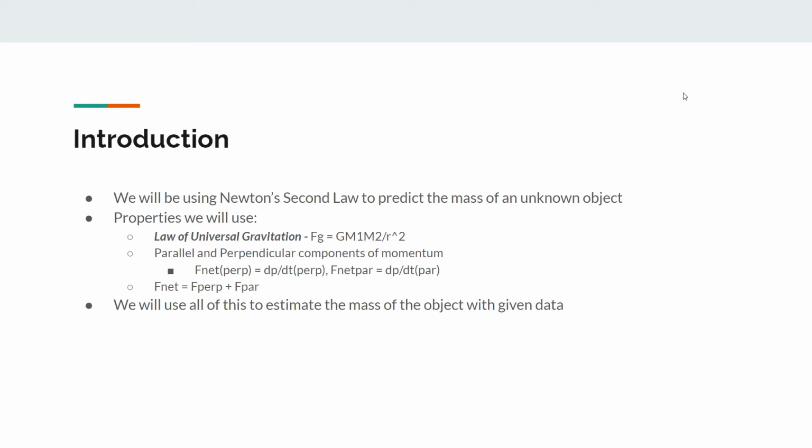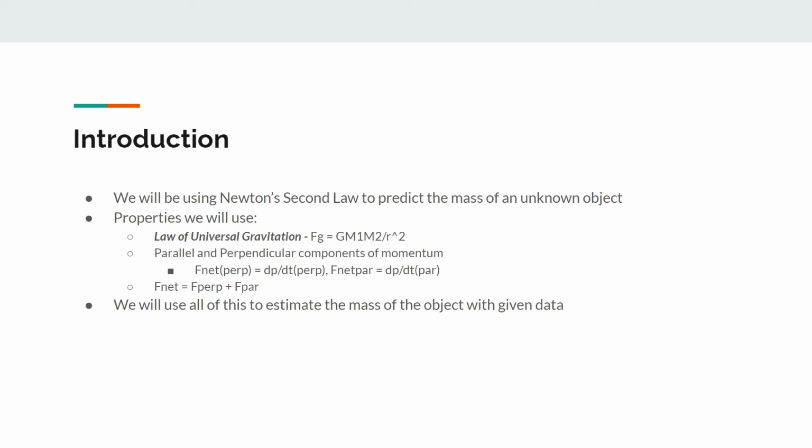So basically for this lab, we are tasked with predicting the mass of an unknown object, which in this case is a black hole. We'll be using different properties of this object, such as changes in velocity, momentum, and force. Some of the properties that we will use to calculate this is the law of universal gravitation, which I've written out here: Fg equals G m1 m2 over r squared.